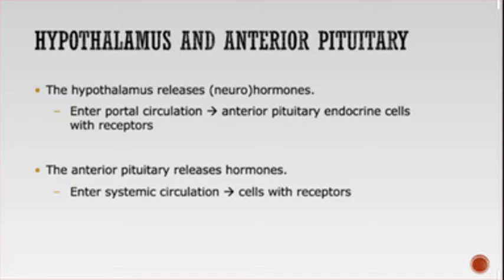So just to recap, the hypothalamus releases neurohormones. These are going to enter portal circulation, travel to the anterior pituitary endocrine cells with receptors. And then the anterior pituitary releases hormones that are going to enter systemic circulation and then travel to cells with receptors for those hormones.